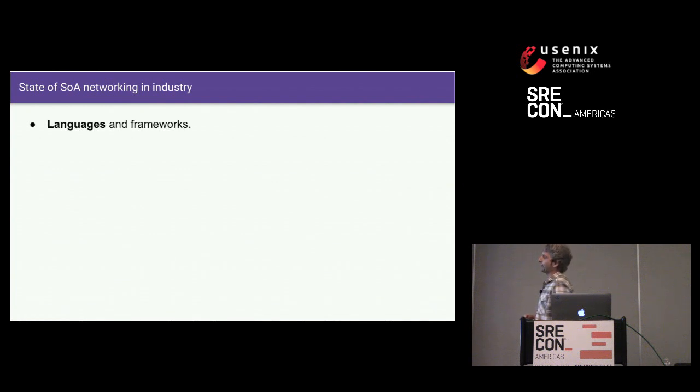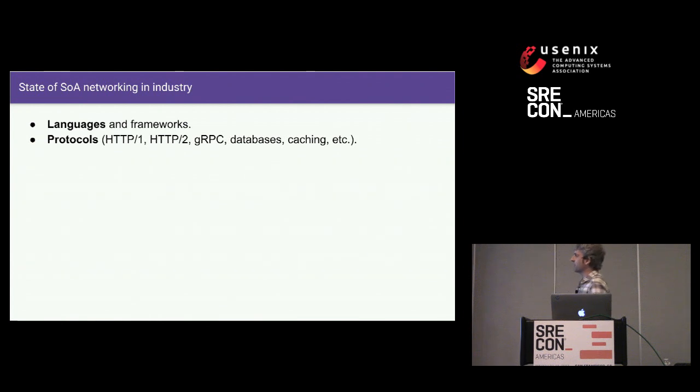So let's step back, and based on that architecture of Lyft from both 4 years ago as well as 2 years ago, let's look at the current state of the art in service-oriented architecture networking. We've got a whole lot of different languages and frameworks. We've already seen that we have PHP and Go and Python and Scala. So we've got tons of different applications out there. We have a whole lot of different protocols. So we have H1, H2, we have gRPC, we have different databases, we have different caching. We have a whole bunch of different infrastructures.